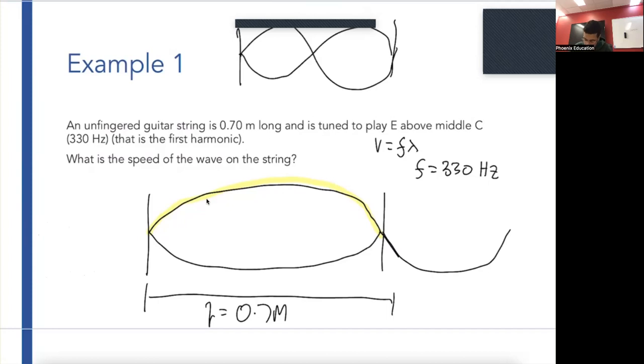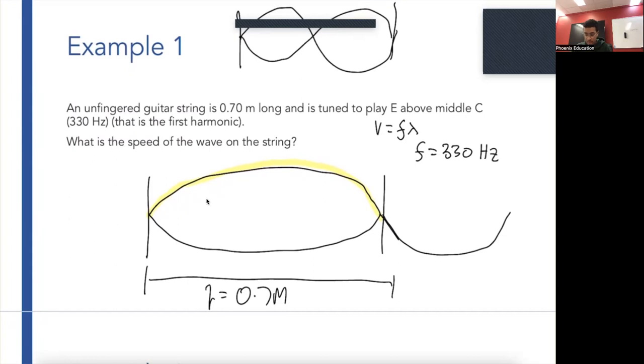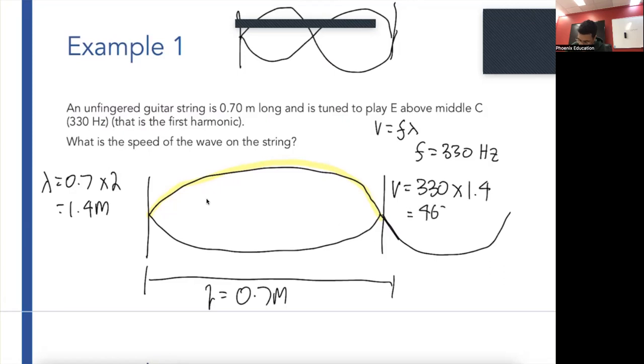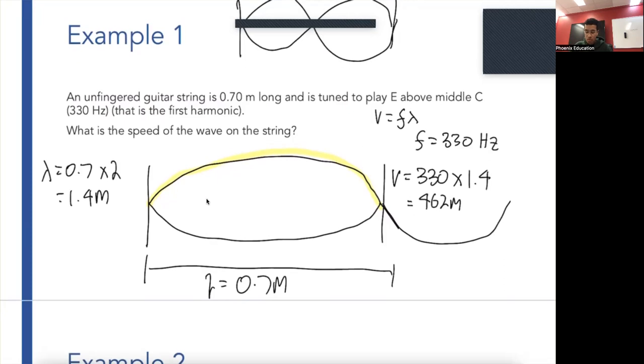So to find the length of a full wavelength, what we have to do is multiply this length by 2. So this wavelength will be 0.7 multiplied by 2. And that will give us 1.4 meters, right? So the velocity then would be 330 times our wavelength of 1.4. And that will give us 462 meters per second, right? So it was just a matter of seeing how many full wavelengths there are.